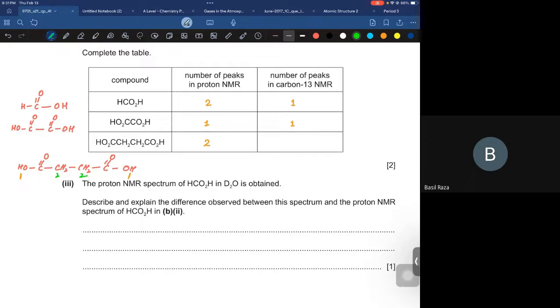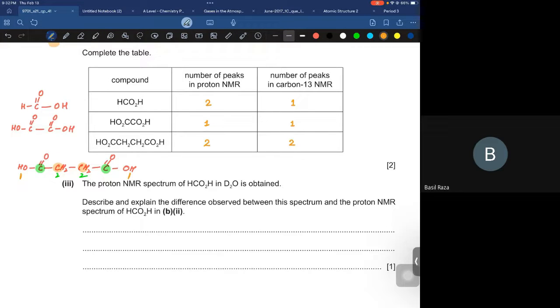If you look at the carbon 13 NMR, again you will see the symmetry. This and this are the same, this and this are the same. Again, you will see two peaks. This is of 2 marks.